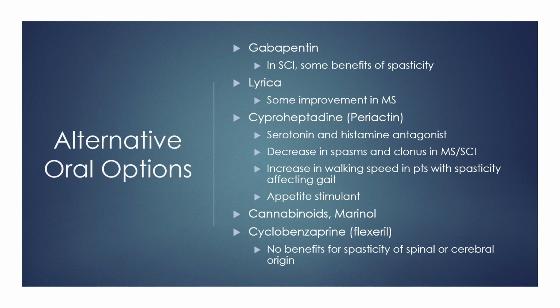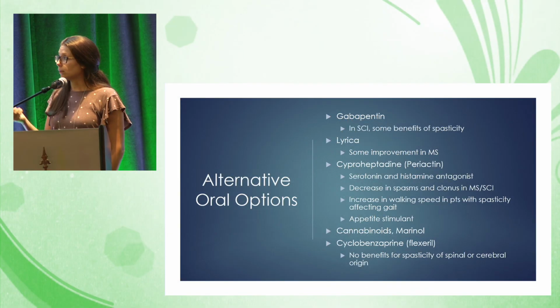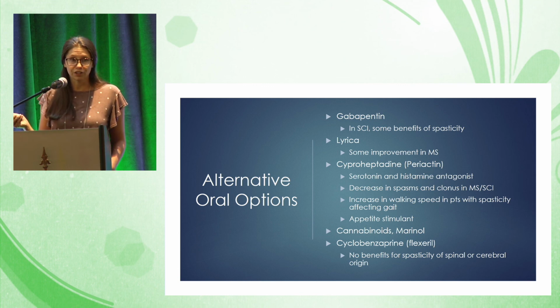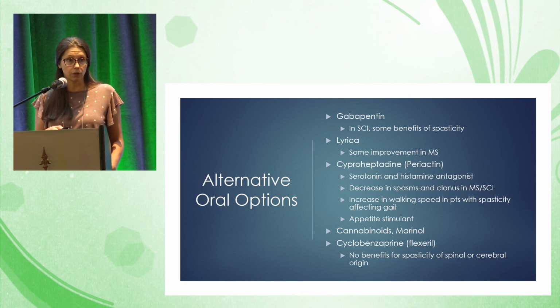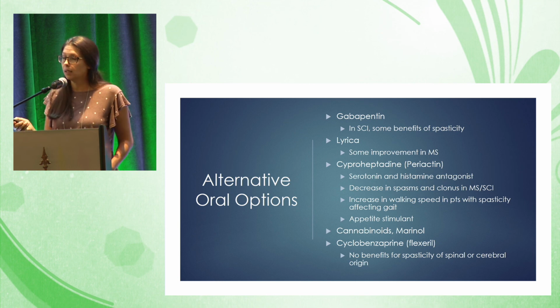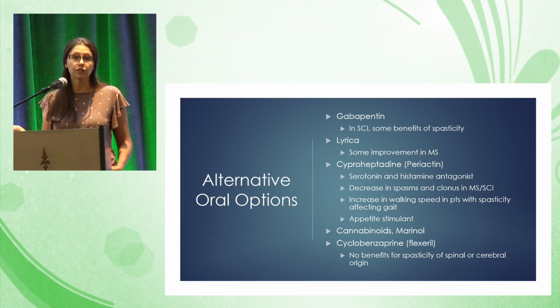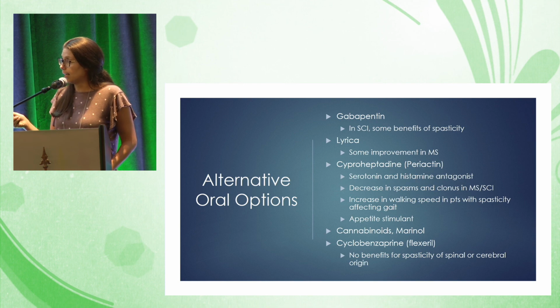These are some of the other alternatives that have been used in practice. There are more besides just this. Gabapentin and Lyrica are used primarily for neuropathic pain, but there are also benefits to spasticity reduction. Cyproheptadine, I don't actually see used all that often. A bigger topic, which is probably an entire lecture on its own, is the use of recreational or medical marijuana products, which have been shown to give great results for some patients. And then Flexeril is definitely one that's been used.